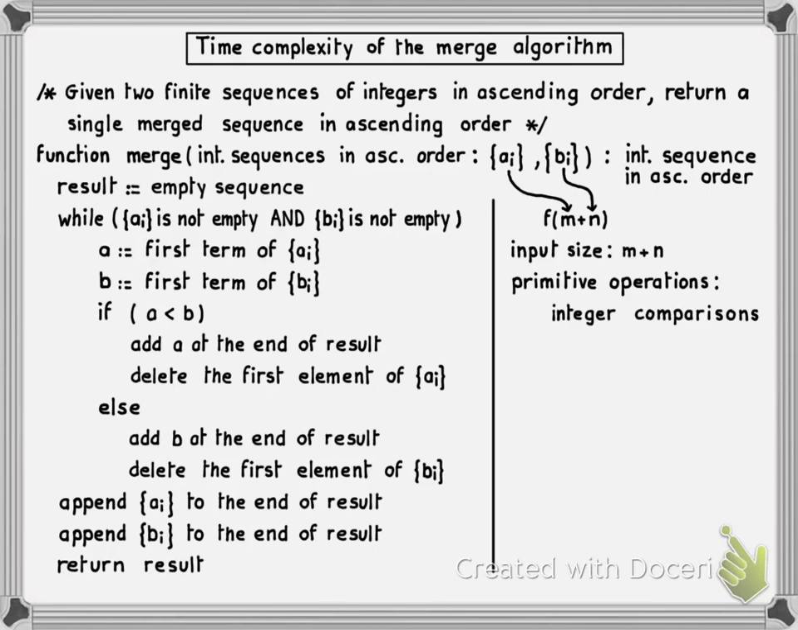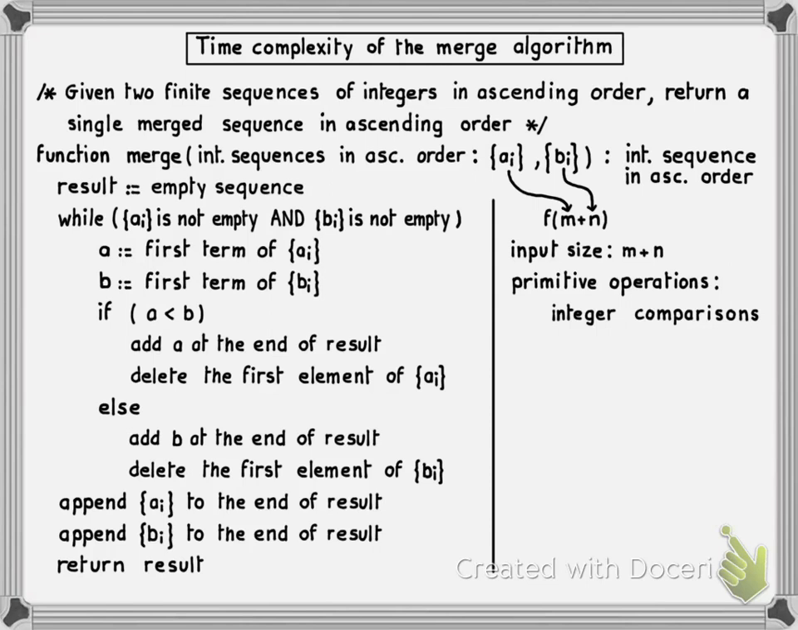So the last step in the analysis is to count the number of iterations executed by this algorithm. So what does the while loop do again? Remember, at each iteration of the while loop, one element of the input sequences is taken out of its input sequence and added to the result sequence. So that's one iteration of the while loop. And therefore, for every iteration of the while loop, one of the sequences gets one term shorter. And the termination condition is when one of the sequences becomes empty.